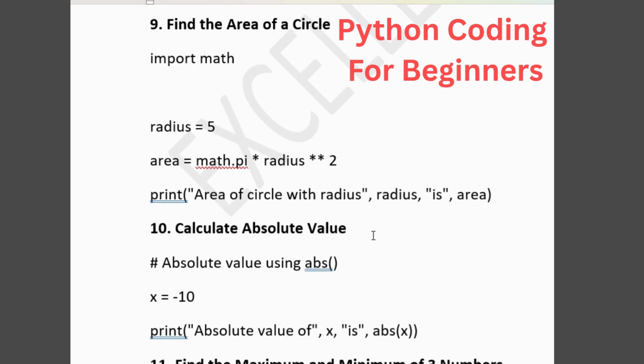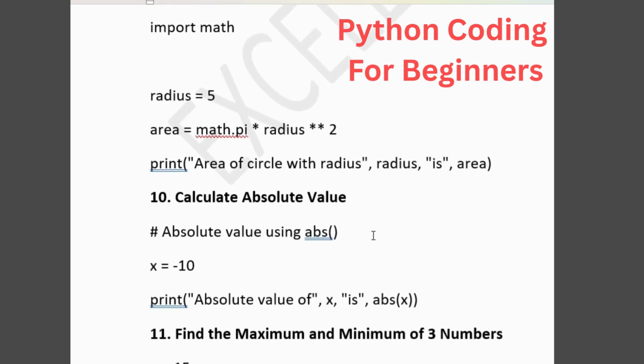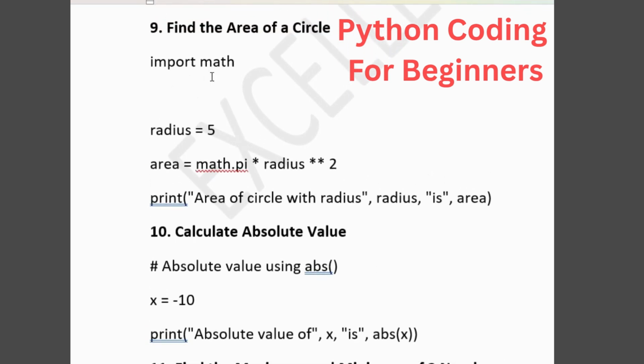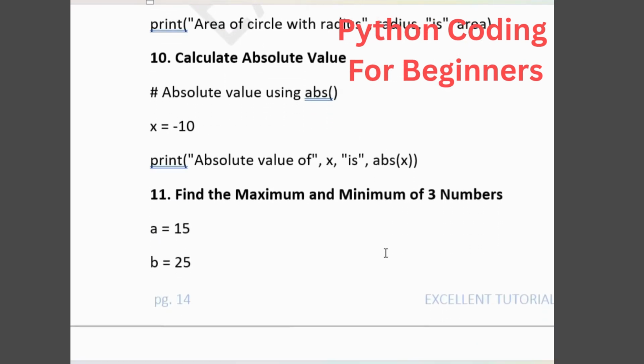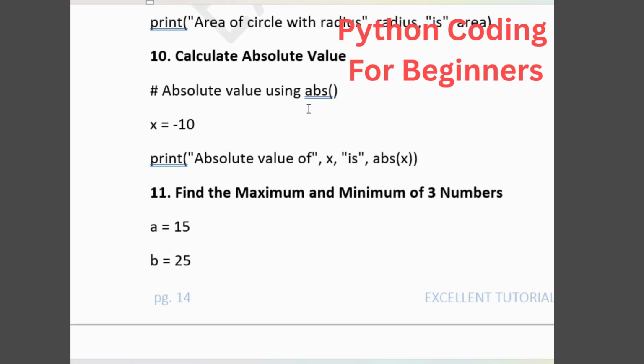Find the area of a circle. Math.pi is used. Import math is required. Calculate absolute value. Function is abs.